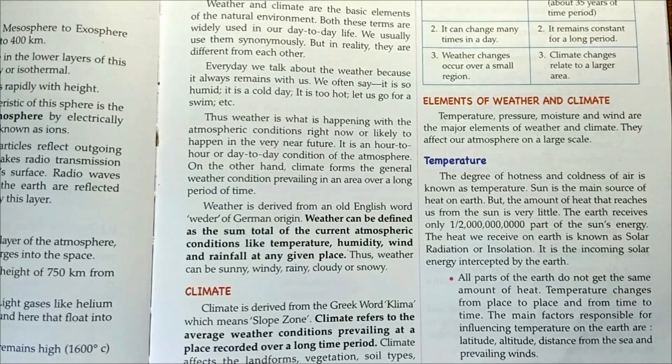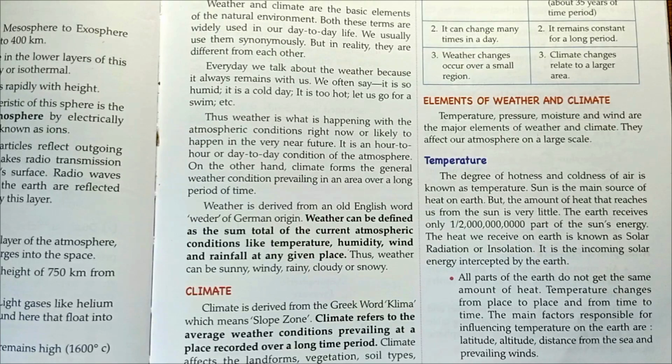After the difference between weather and climate, we have elements of weather and climate. Temperature, pressure, moisture and wind are the major elements of weather and climate. Come to temperature. The degree of hotness and coldness of air is known as temperature. All the parts of the earth do not get the same amount of heat. Temperature changes from place to place and from time to time. The main factors responsible for influencing temperature on the earth are latitude, altitude, distance from the sea and prevailing winds.